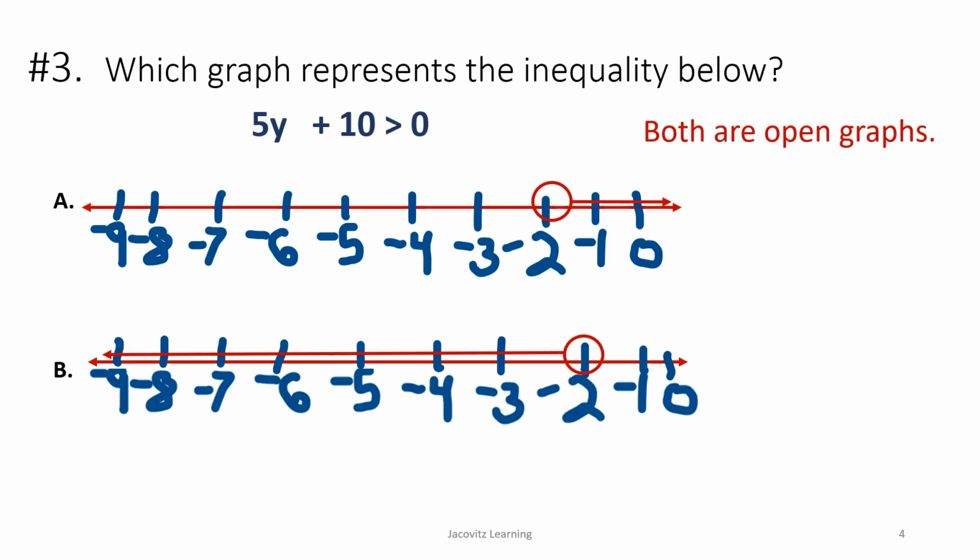Okay, which graph represents the inequality below? Okay, let's go. 5y plus 10 is greater than 0. Both are open graphs. On a real SAT or any test, you'd have 4 choices, but let's go just over this concept. You have 5y plus 10 is greater than 0.